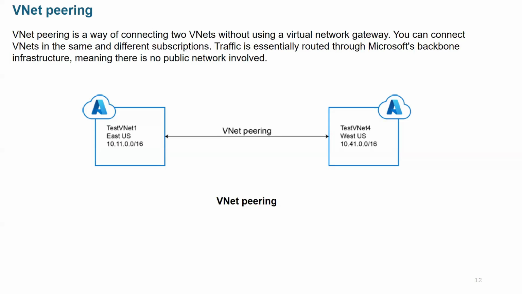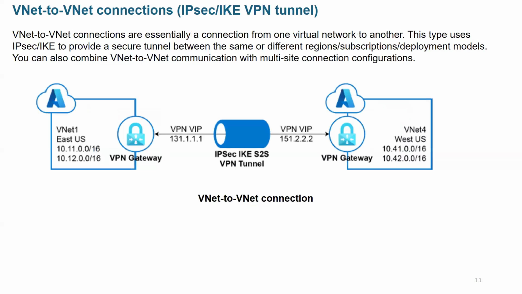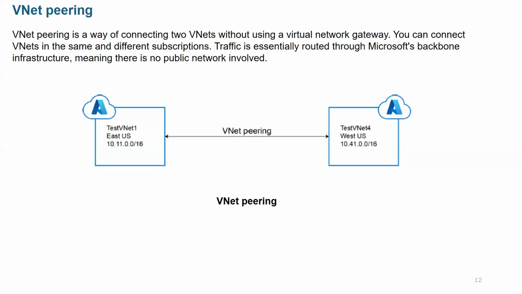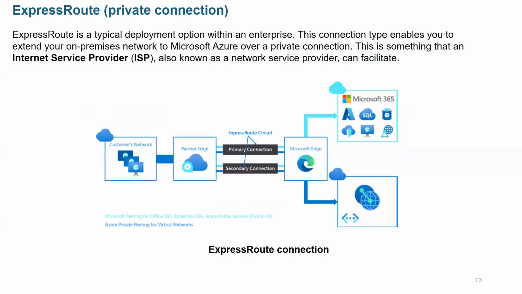So it goes over the Microsoft backbone infrastructure, and no public network is involved. This is also West US to East US. Instead of a VNet to VNet connection, they're configuring VNet peering on both sides. Right? So ExpressRoute. Most of the environments use ExpressRoute.